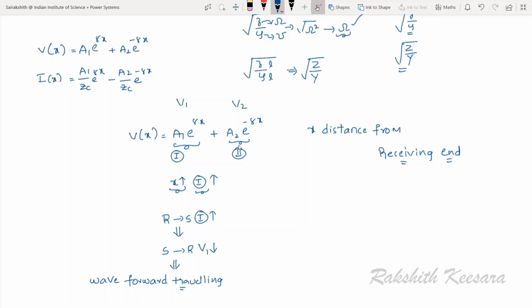And similarly, if you see V2, if I increase the x, V2 decreases, or I can tell that while coming from receiving end to sending end, V2 decreases. So from receiving end to sending end, the term V2 decreases. From this I can infer that V2 is a backward traveling wave.